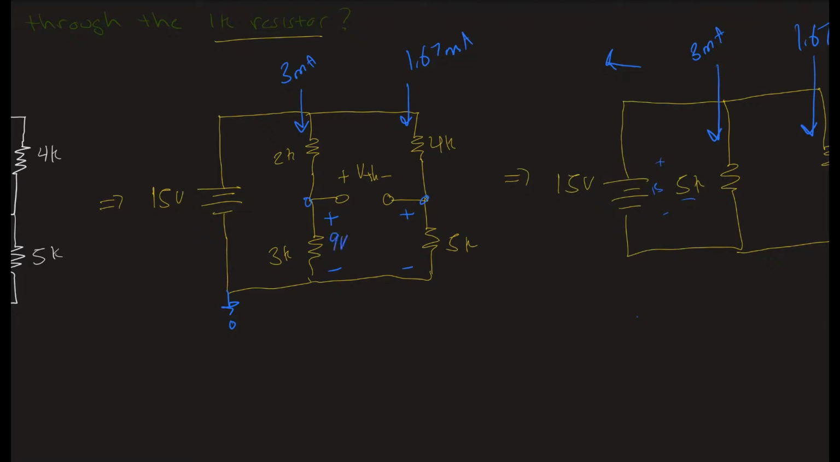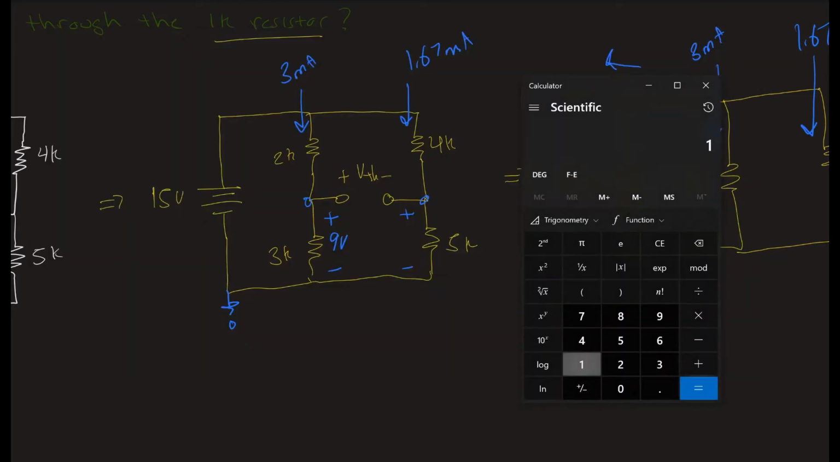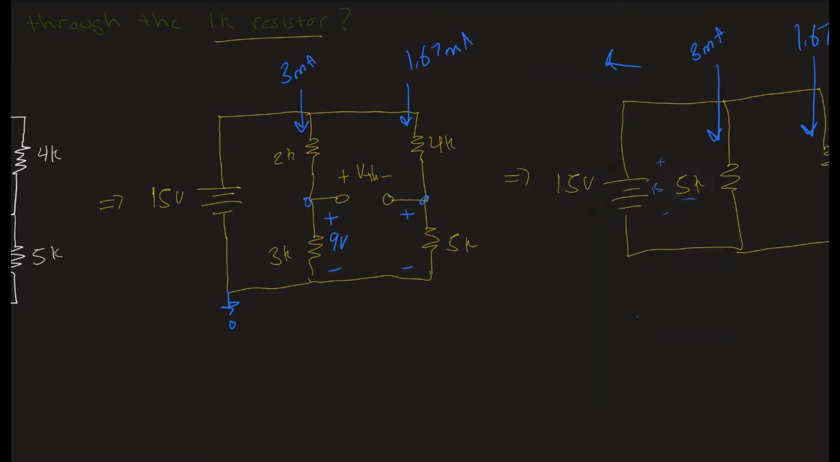So I have 9 volts here. And on the other side, we have 1.67e-3 times 5K, 5e3, and that gives me 8.35. So now we're able to solve for our Thevenin, the difference between this spot and this spot. On the left side, that spot is 9 volts. On the right side, it's 8.35 volts. And so our V Thevenin value is 0.65 volts. That's it. V Thevenin.